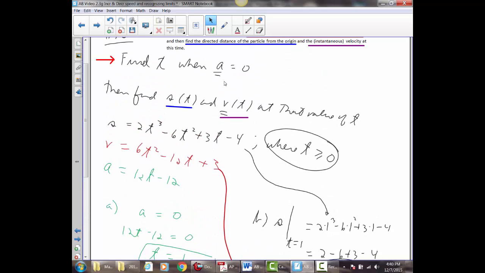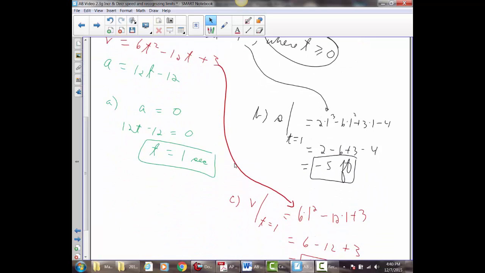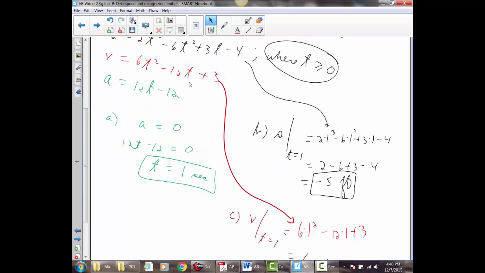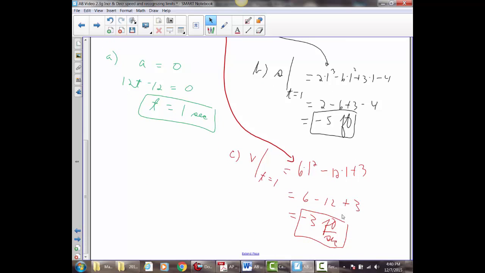Last question, what's the instantaneous velocity at this time? So we need the velocity at t equals the time we found in part A. Of course, the velocity function is up here, 6t squared minus 12t plus 3. We replace the t's by 1, and that velocity will be -3 feet per second. So it's velocity, which is distance per time. This is distance, which is in feet. This is time, which is in seconds.